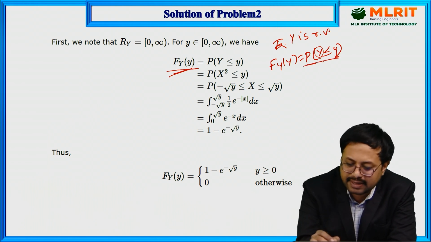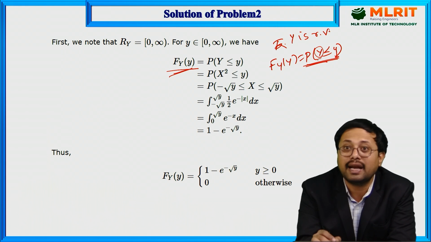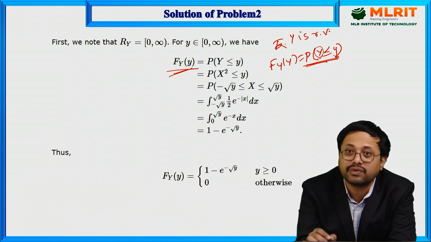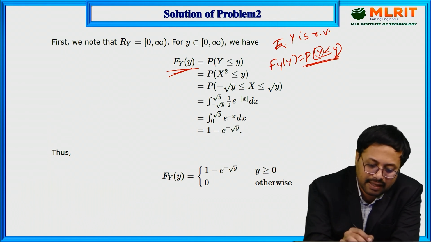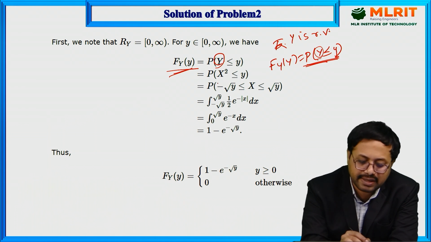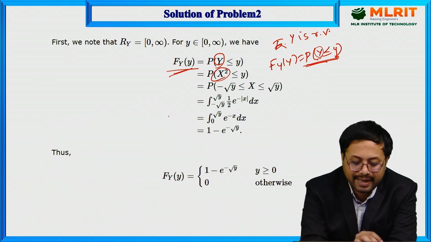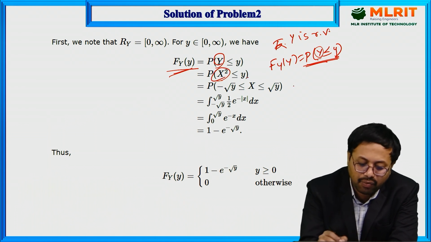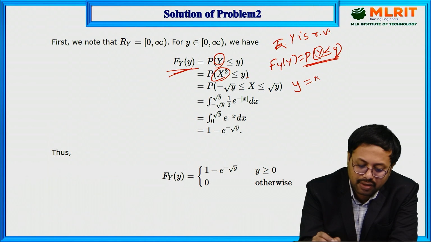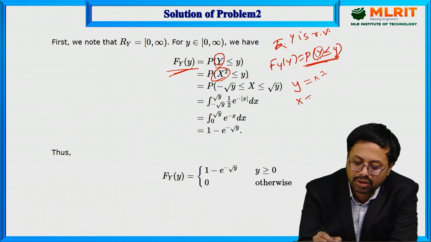And what is that? This definition indicates that the probability of random variable Y lies up to the value of small y. Here, capital Y is equal to what is given in the data? X square. And what is that? Y equals x square. So take the square root: x is equal to root y.